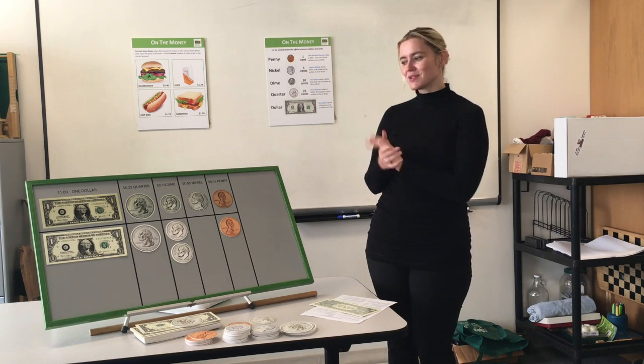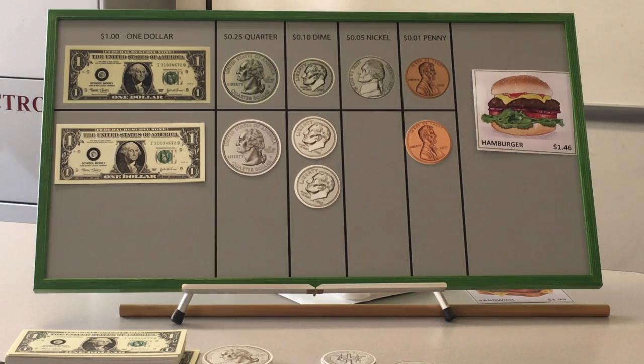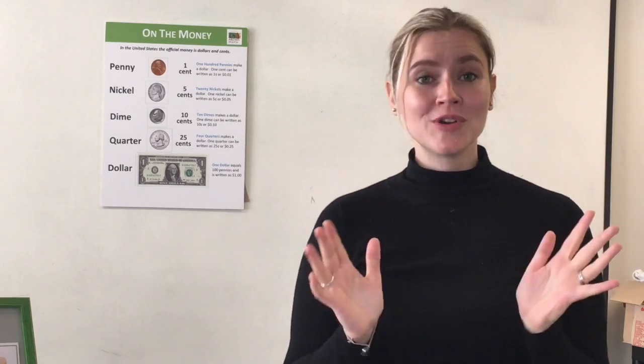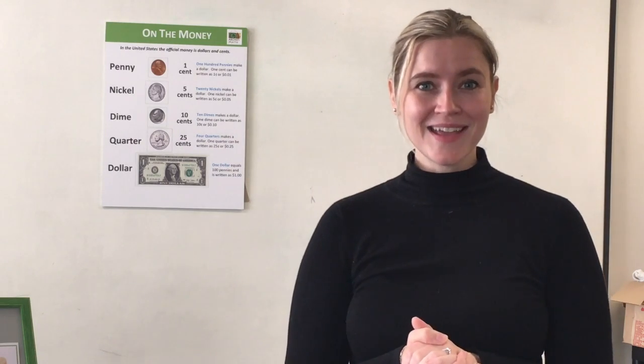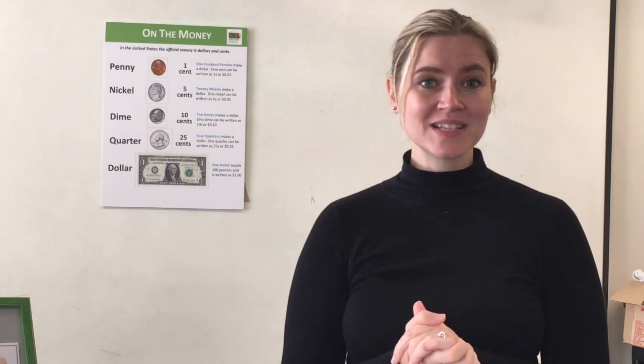So this way, using those coins, you would be able to buy a hamburger with exact change, and the hamburger is $1.46.